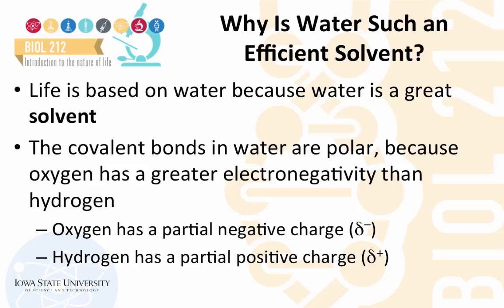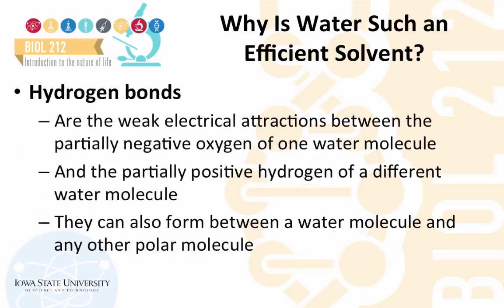Water is also a very efficient solvent because of the covalent bonds in water being polar. This is because oxygen has a greater electronegativity than hydrogen. As a result, oxygen develops a partial negative charge, while hydrogen develops a partial positive charge. This enables oxygen to form hydrogen bonds with other molecules that are electrically charged. Hydrogen bonds are weak electrical attractions between partially negative oxygen of one water molecule and the partially positive hydrogen of a different water molecule. Hydrogen bonds can also form between a water molecule and any other polar molecule.